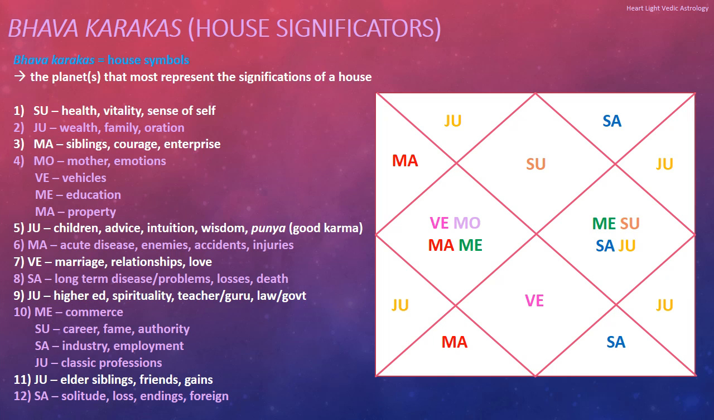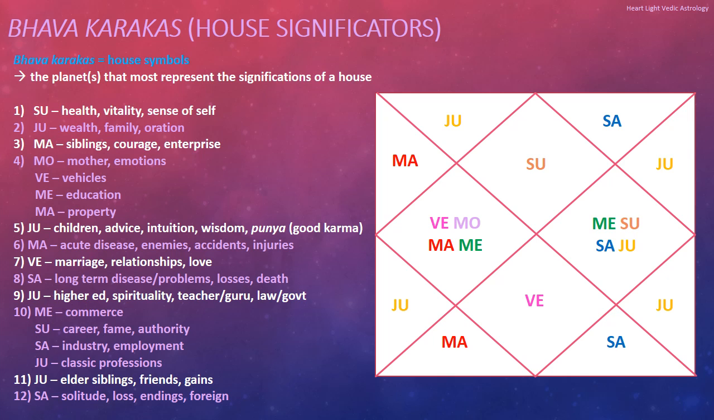Now, the reason why I have these little abbreviations here, like SU or JU, is that these are the Bhava Karakas or house significators for each of these houses. On the left, I have a list of them and more of the logic behind why these are the house significators. So what does that mean? For example, for the first house here, the house significator is Sun.